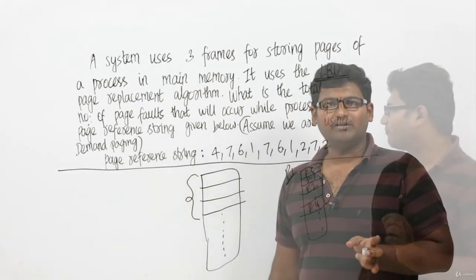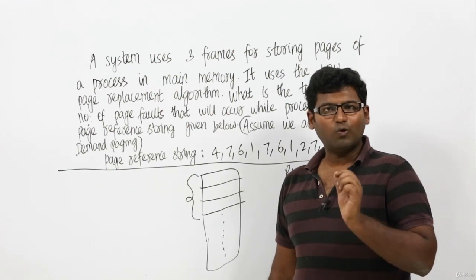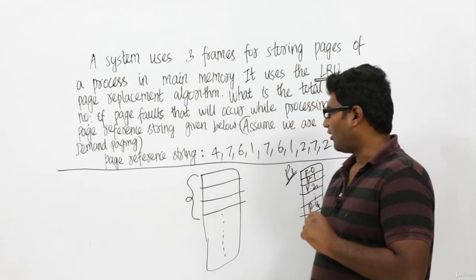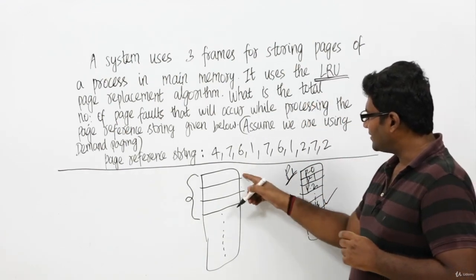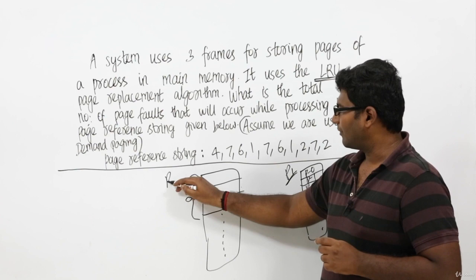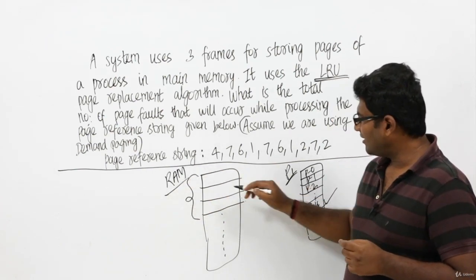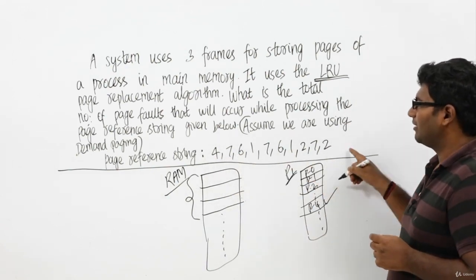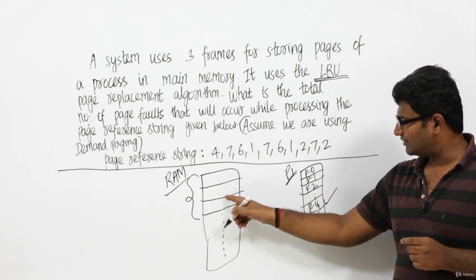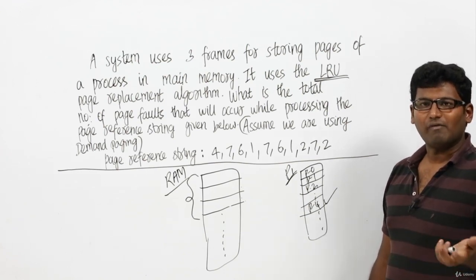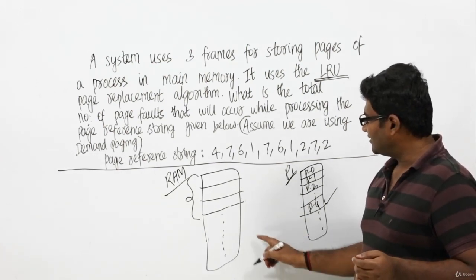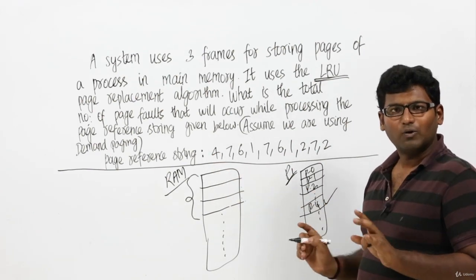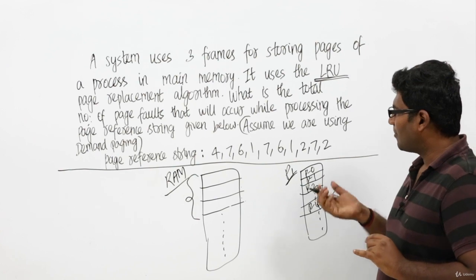What do you mean by demand paging? Demand paging means we will not load any page until CPU requests for a byte in that page, right? Fine. So initially these frames will be empty. This is a RAM, right? Initially these 3 frames will be empty, which means before processing this page reference string, we will not load any page in these frames. Why? That's what we mean by demand paging, right? Only after this page is requested by CPU, we will load this page inside the RAM. We will not load it before itself, right? That is what we mean by demand paging.